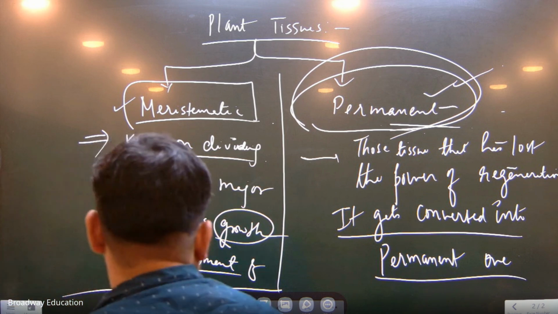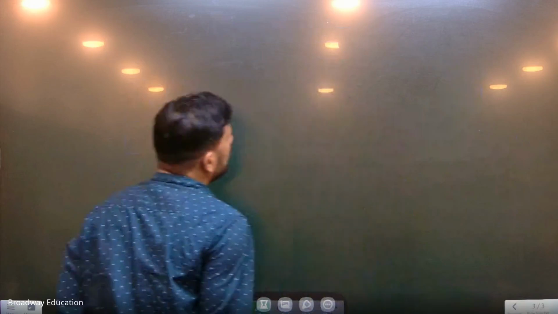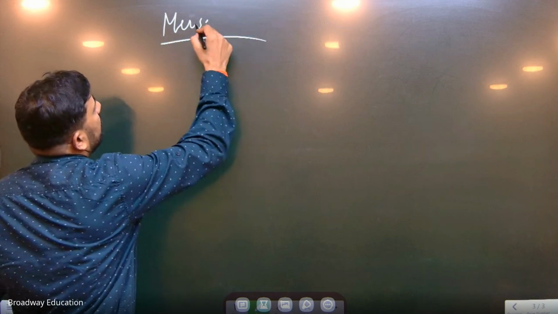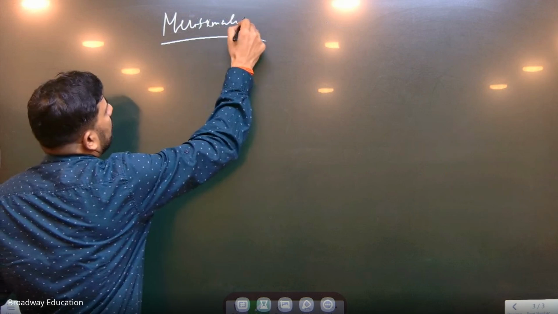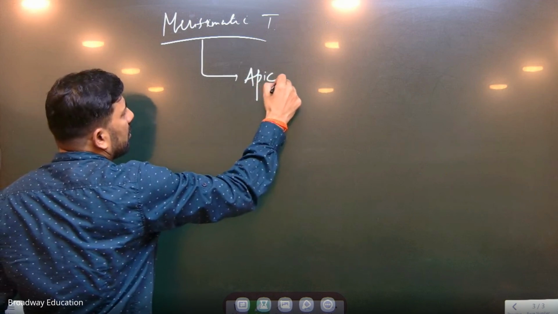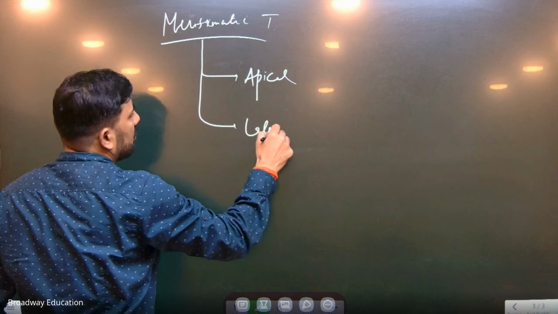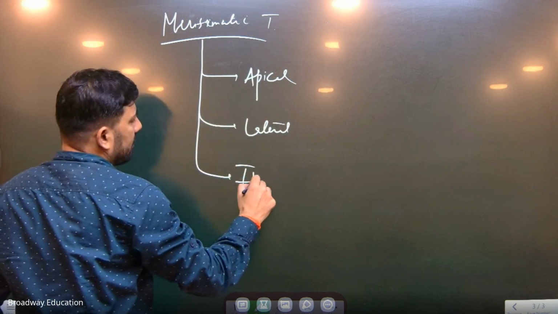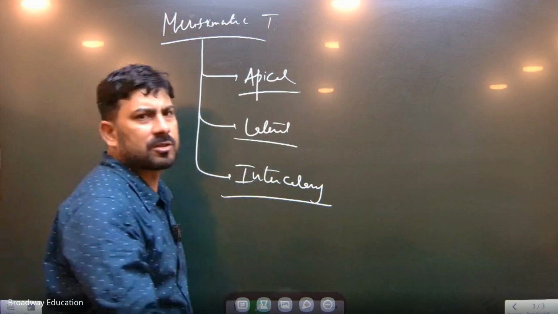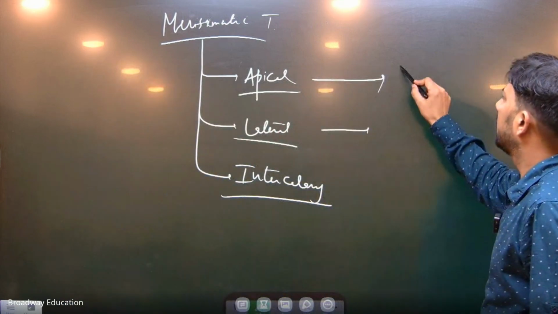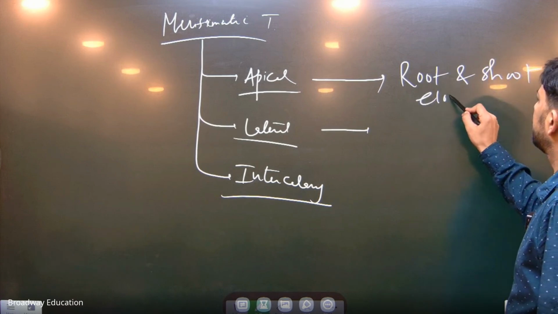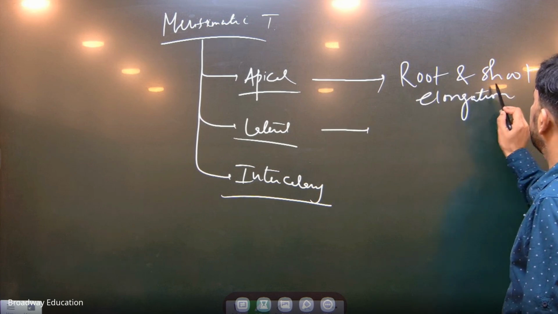That's what. Now, moving ahead, if I talk about the meristematic tissues again, in meristematic tissues we discussed yesterday that there are three types of meristematic tissue. One is apical, one is lateral, and the third is intercalary. Apical meristem is responsible for root and shoot elongation. Elongation, you understand? Yes.